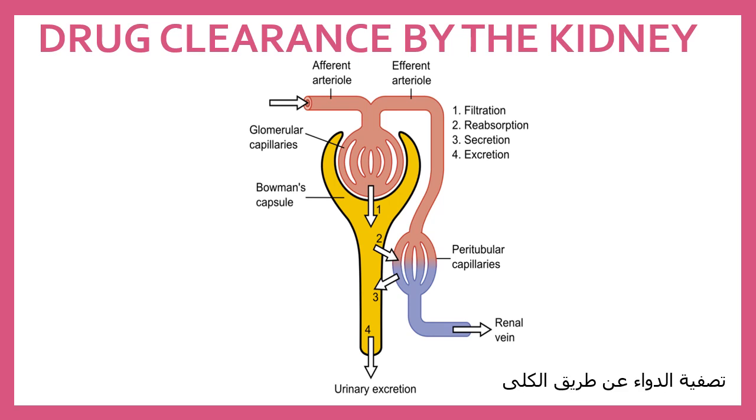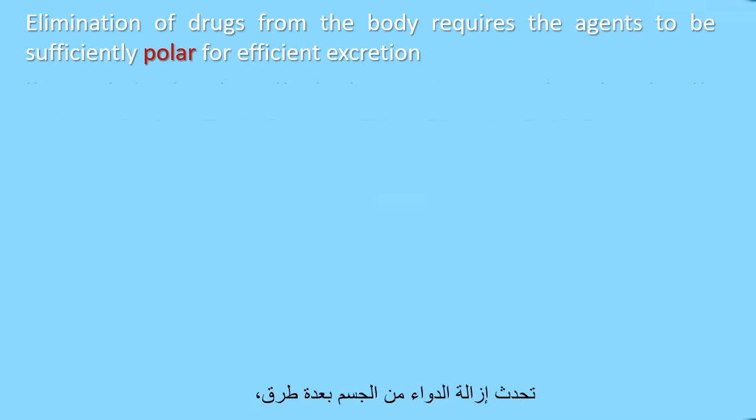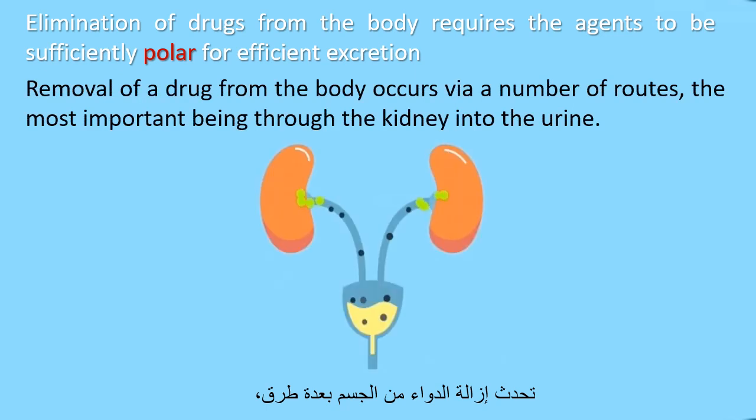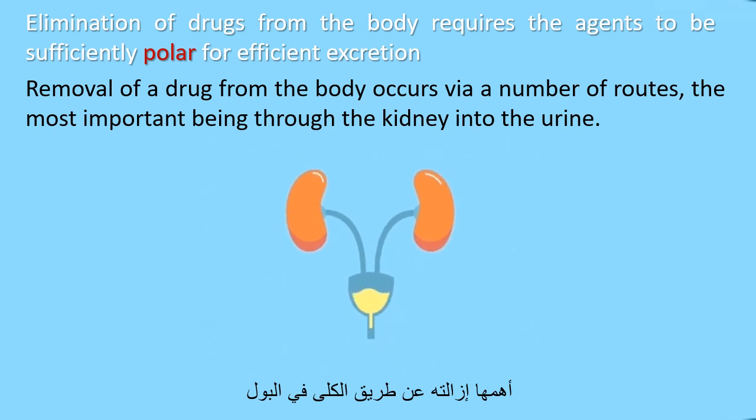Drug clearance by the kidney. Elimination of drugs from the body requires the agents to be sufficiently polar for efficient excretion. Removal of a drug from the body occurs via a number of routes, the most important being through the kidney into the urine.